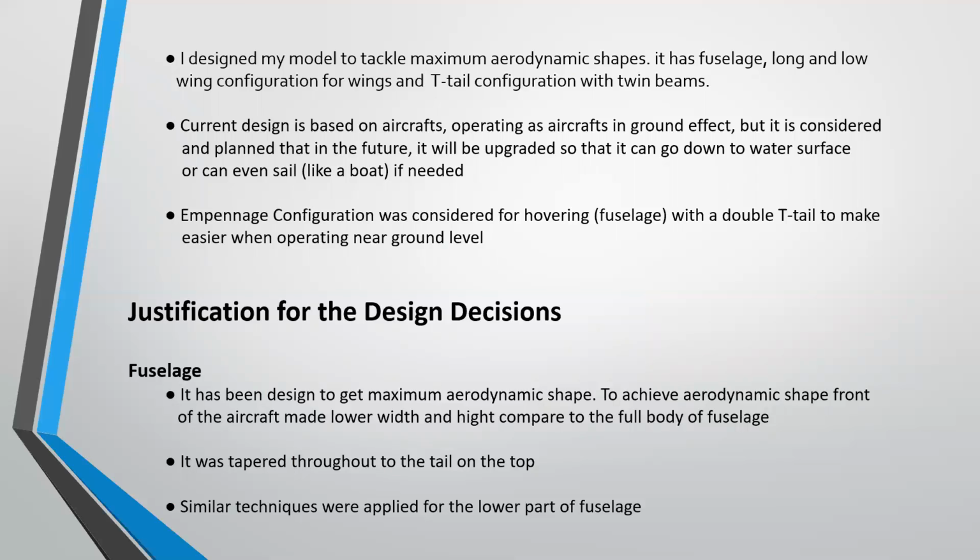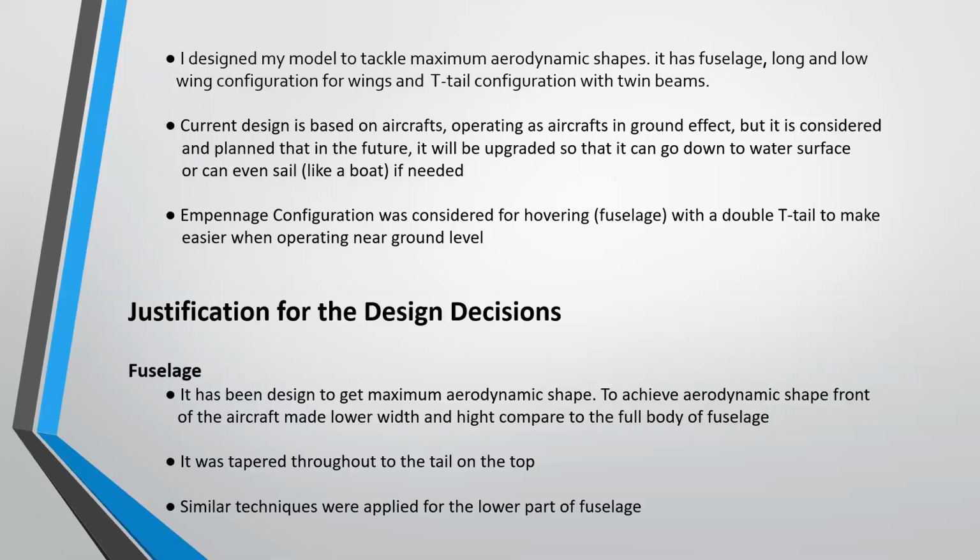The current design is based on an aircraft operating with ground effect, but it can be considered in the future if it can be upgraded so it can go down close to the water surface. The empennage configuration was considered for hovering, with a double T-tail to make it easier when operating near ground level.